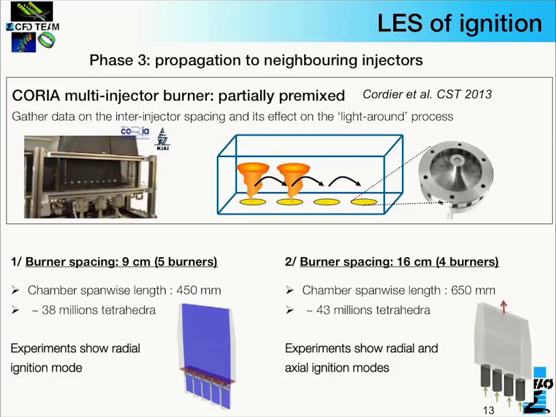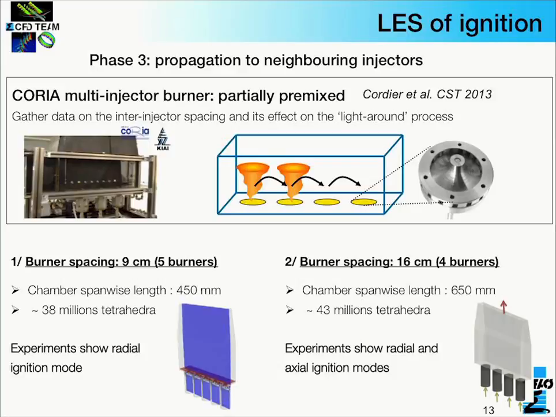Now, the next step, phase two, is going from one burner to the other. So here there was again first another validation configuration, also at Korea. They used a multi-burner system, and what was nice is that they could change the number of injectors in the system. So they could go from five burners to four or three and two burners. By doing that, they could change the distance between injectors and see how the propagation of the flame changes when you change the distance.